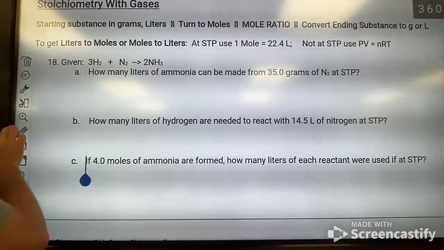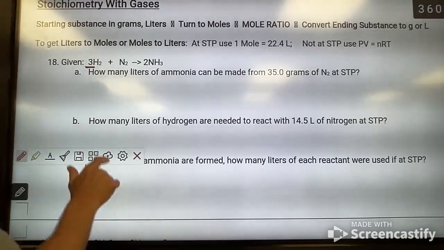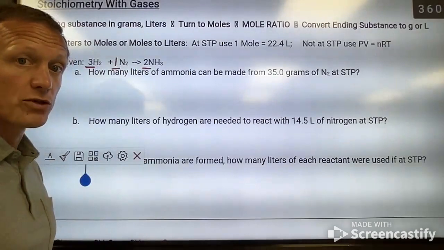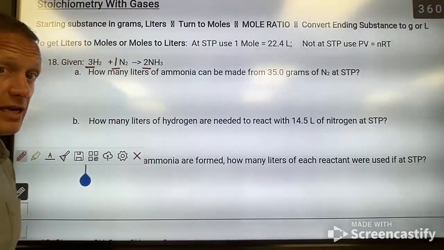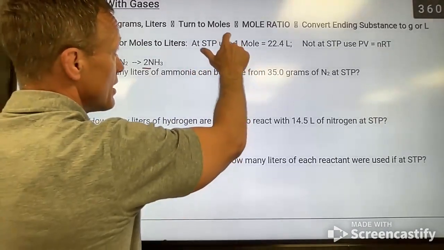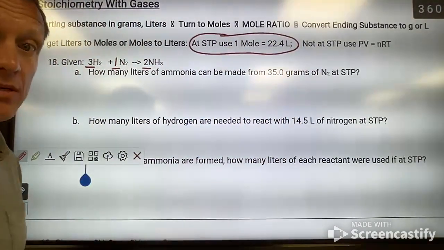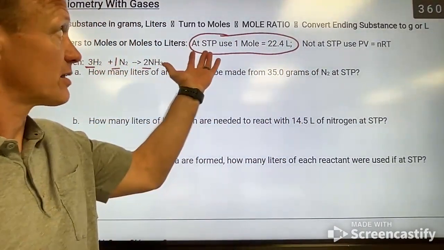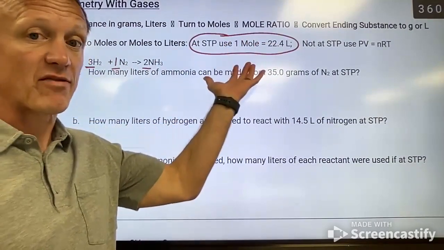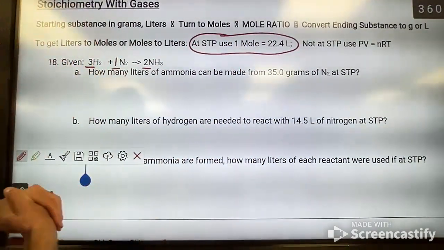So if we think about things, this ratio out here is a 3:1:2 ratio in terms of moles. If those things are gases, that could also be the ratio in terms of liters or in terms of pressure, because remember at STP, at standard temperature and pressure, 1 mole of any gas takes up 22.4 liters. So it doesn't matter what gas it is, a mole of it takes up that. So if you have 11 liters of a gas, it's going to be half a mole, no matter what the gas is. That's pretty true in real life.